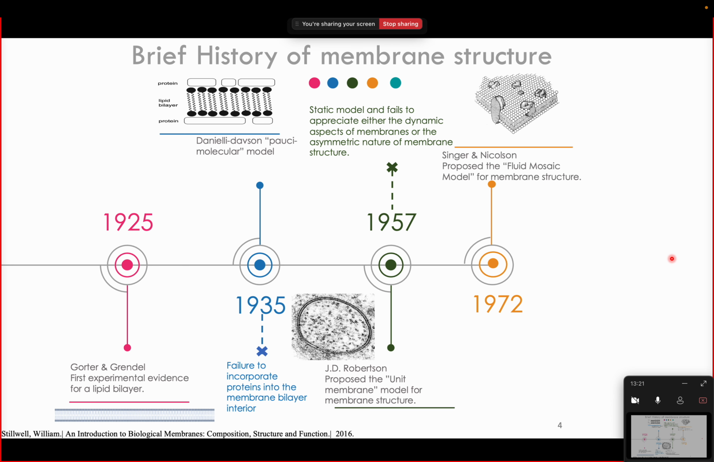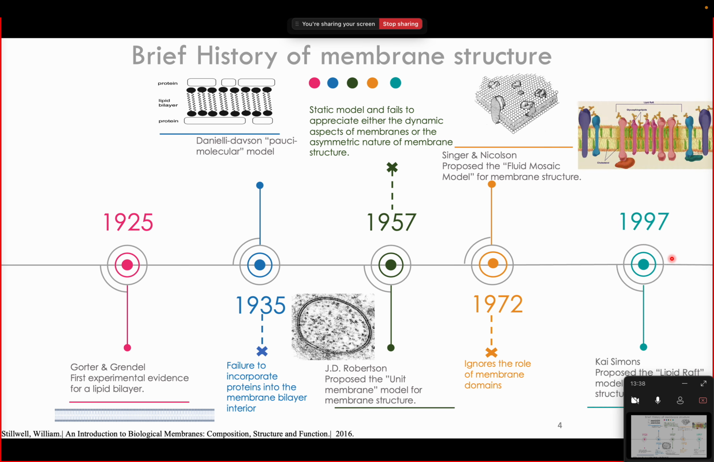Okay, then in 1972, the latest model which we work upon, which we study, came by, and it was given by Singer and Nicolson. They proposed the fluid mosaic model of the membrane structure, and you are seeing the representation of it. But on the other hand, though it is the widely accepted model, it ignores the role of lipid domains or membrane domains, which are often found in the membrane.